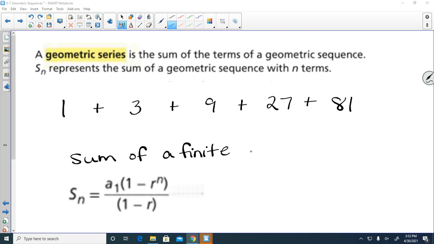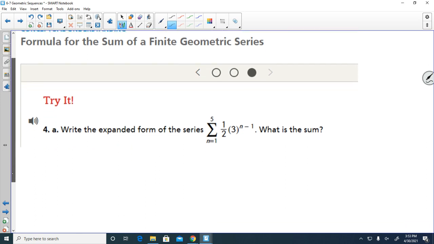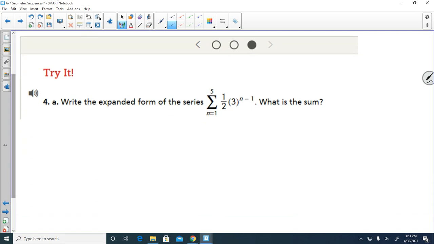A finite series. So S sub n is the sum of the first n terms. A1 stands for the same number, R is the same thing, n represents the same thing. So you'll see sigma notation. Remember that sigma stands for sum. One thing we'll need to do is write the expanded form, and then we can use the formula from before or evaluate this in our calculator to find the overall sum.